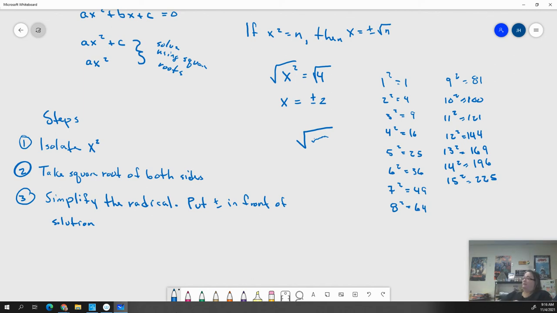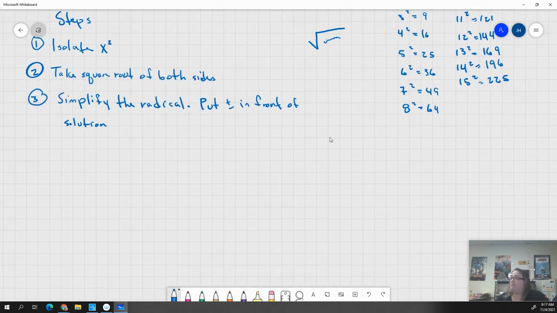It helps to be able to look at them and go, well, what times what equals what, right? So that I could tell if I have a perfect square. Normally, they're not going to get much bigger than this. So if you know them up to 15, it's really convenient for you. But if you don't know them up to 15, you could still do this, right? Because you are all smart.